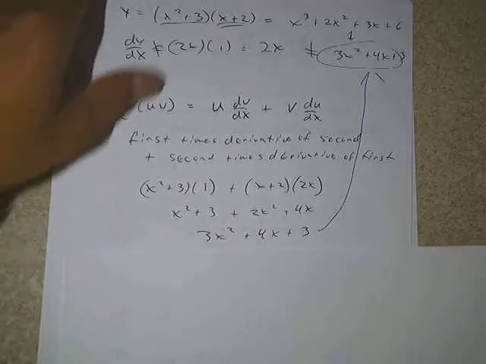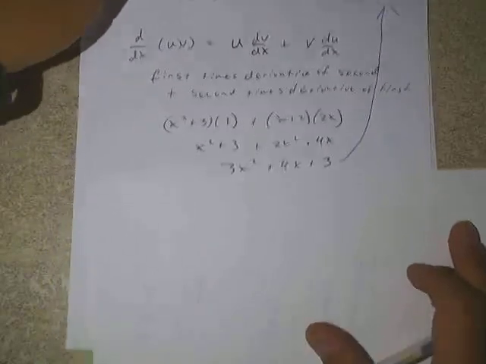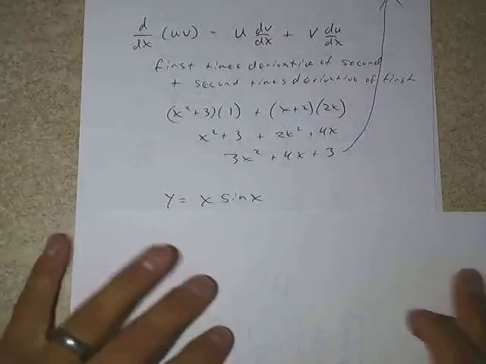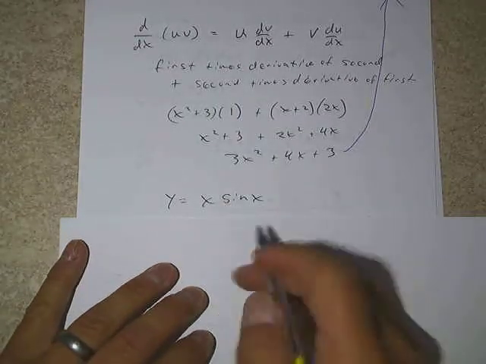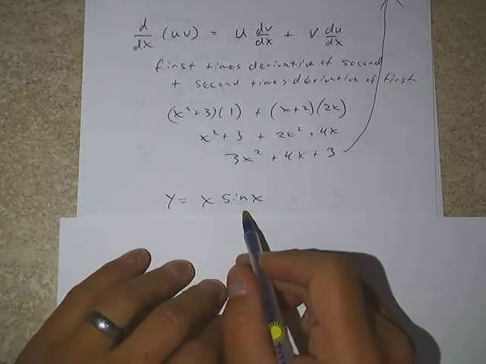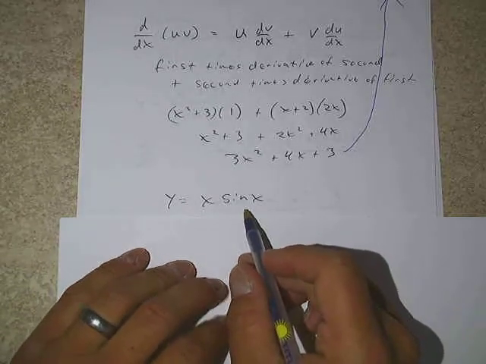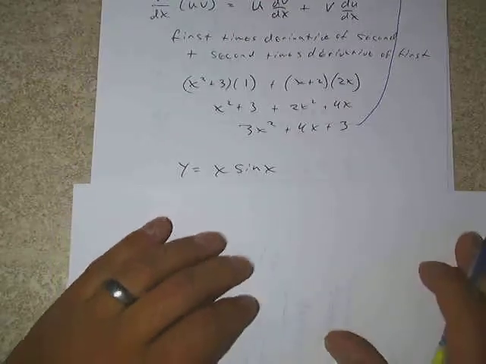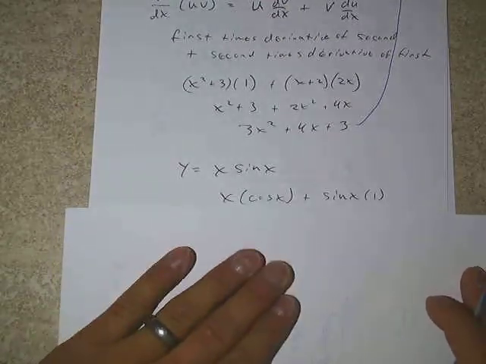Fair enough? Which one of these is going to take you longer? In this particular case, it would probably be quicker just to multiply it out and use the power rule. But either way we do it, we'll yield the same answer. All right, I want to look at another product rule problem here.